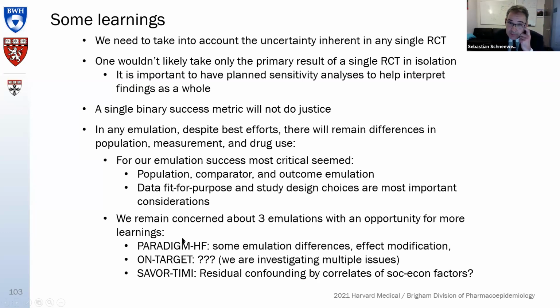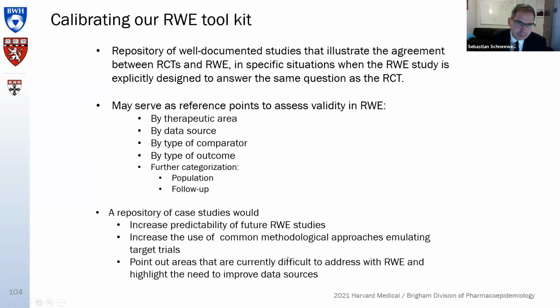We remain concerned about three emulations: the Paradigm HF, On Target, and Saver TIMI. We need to find out, and this is clearly the learning opportunity here, why do we get such divergent findings? Are these biases operating? Are these emulation failures? What exactly is going on here?